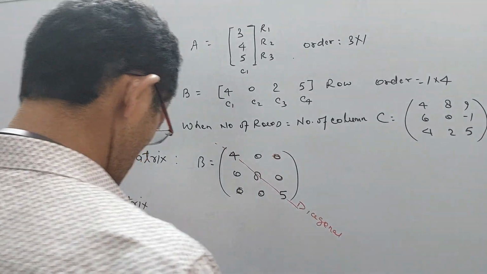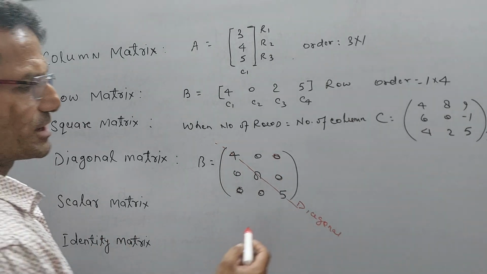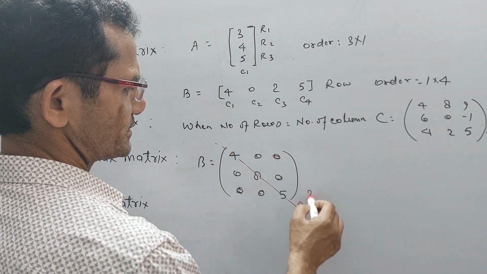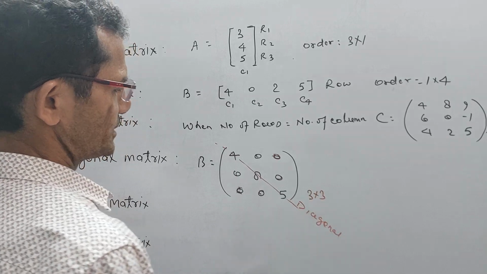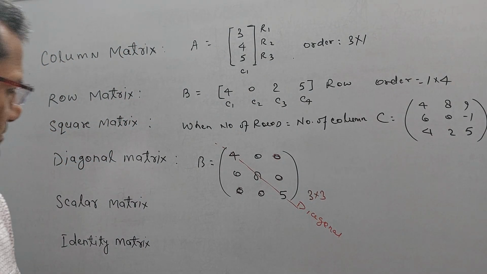So it should be a square matrix. It is possible only in a square matrix. So its order is 3 cross 3, so 3 rows and 3 columns. So a diagonal matrix is possible only in a square matrix.